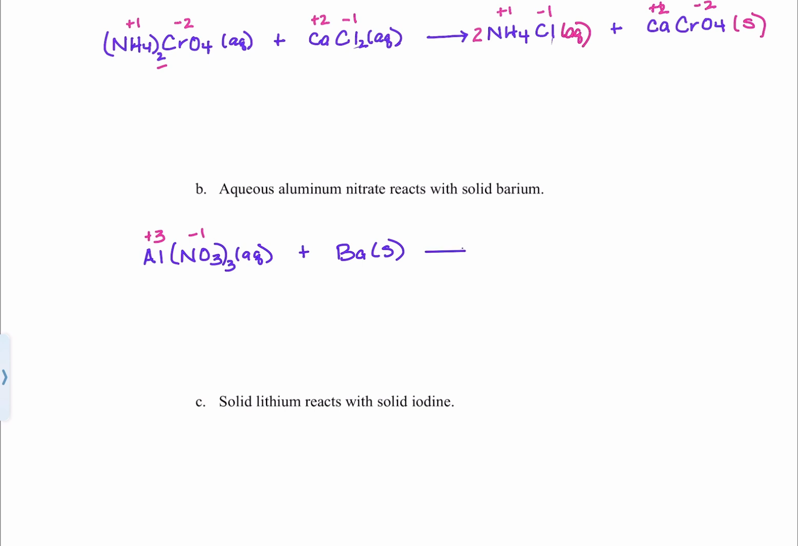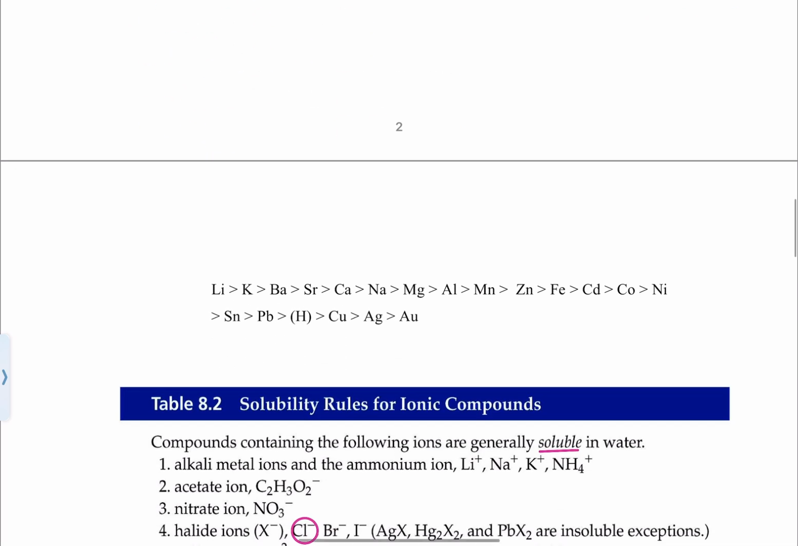So let's go in and see what our products are. This is a single replacement. So for a single replacement, we have to go in and look at the activity series. So let's go look at the activity series. Here's our activity series. What we're working with is our metals. So in our original compound was aluminum nitrate. So here's aluminum. Our solid was barium.